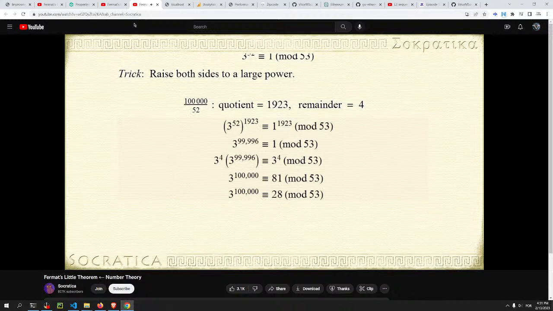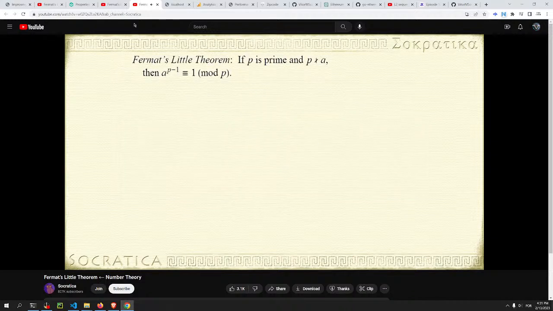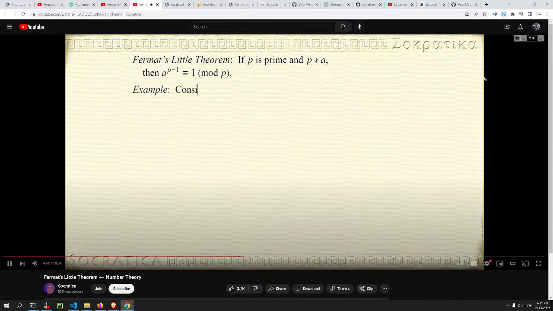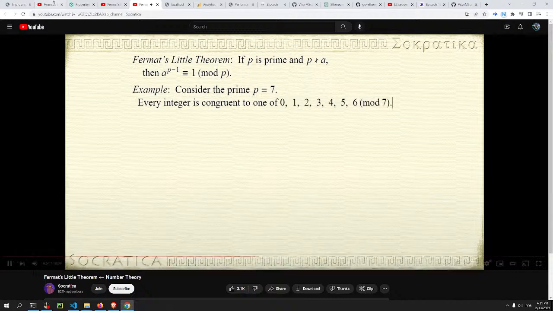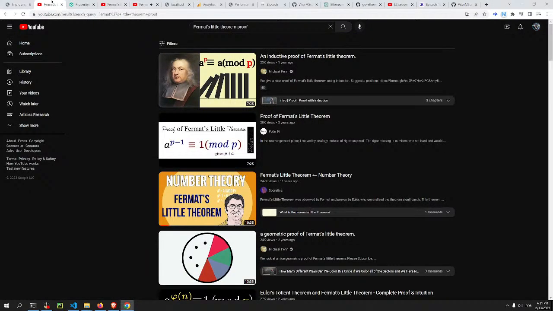Let's now prove Fermat's little theorem. And before we give the abstract proof, I'm going to show you an example of how the proof operates, so you'll have an intuition for it. So then the proof will make much more sense. Consider the prime p equals 7. Every integer is going to be congruent to 0, 1, 2, 3, 4, 5, or 6 mod 7. Now, let's disregard 0. We're only going to look at the non-zero numbers.